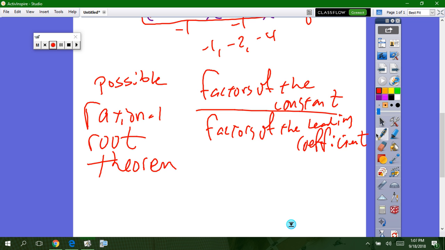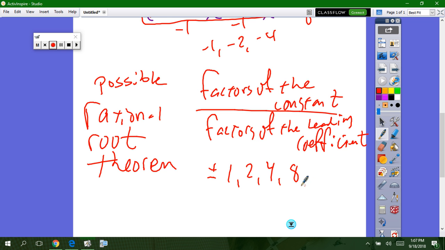So who are my factors of my constant? Who was my constant? What number? 8. What are factors of 8? 1, 2, 4, 8, right? But notice, did I show that I can be negative with any of those values? Yeah. So I think we need to be plus or minus of all these values. Not only the one that we said, we need plus or minus for everything.